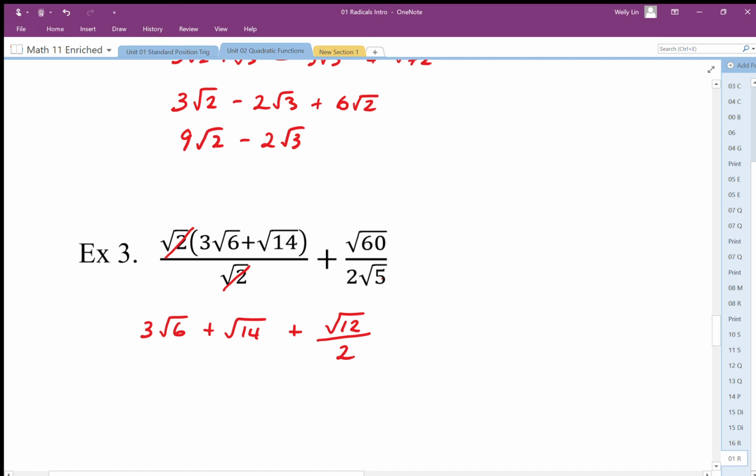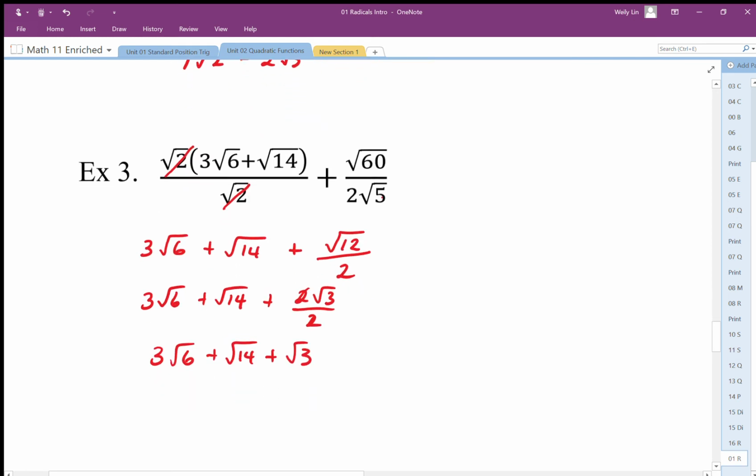Now we should probably simplify this expression. When we factor out the perfect square, there are no perfect square factors involved in 6 and 14. There's a perfect square factor of 4 here, so when we factor that out, we get 2 root 3 all over 2. The 2's cancel out, and we have 3 root 6 plus root 14 plus root 3. There are no like radicals here, so we're just going to have to leave it as that.